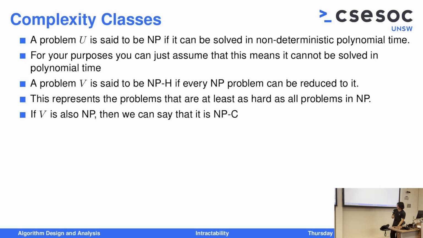So finally, if V is also NP, so before it was NP-hard, now it's also NP, then we can say that it is NPC, NP-complete. Okay?